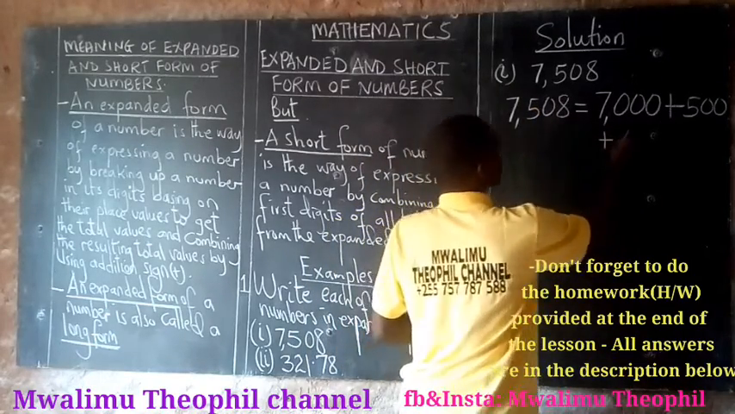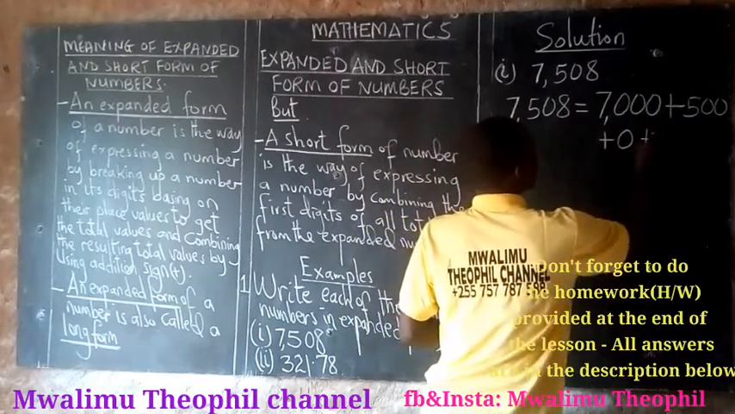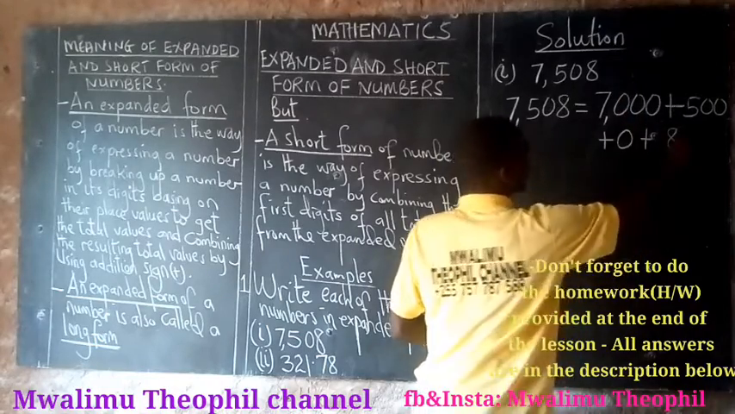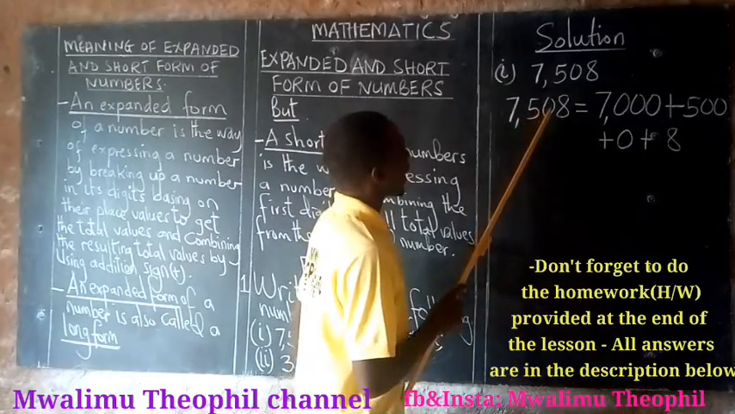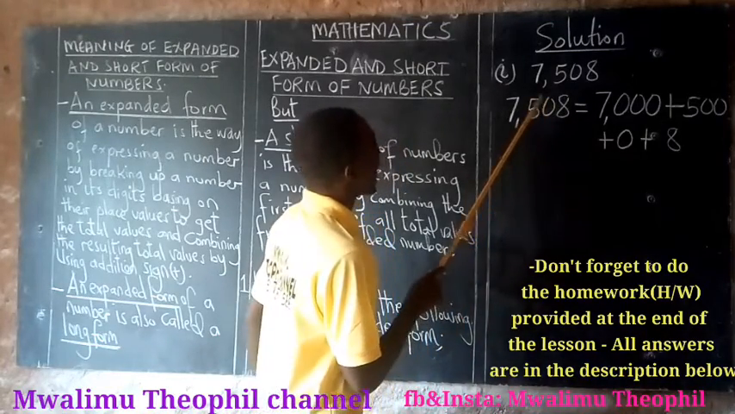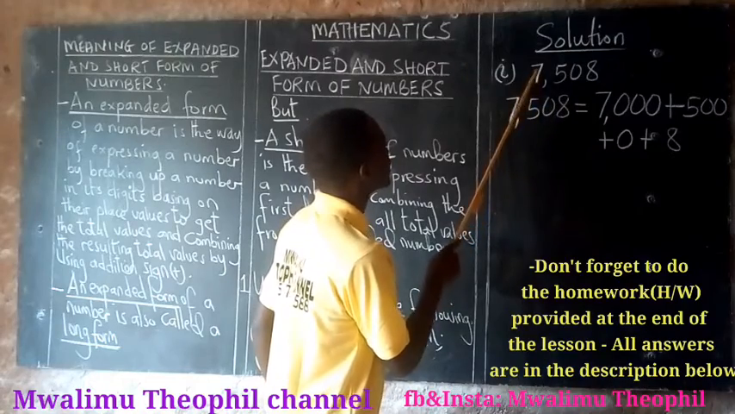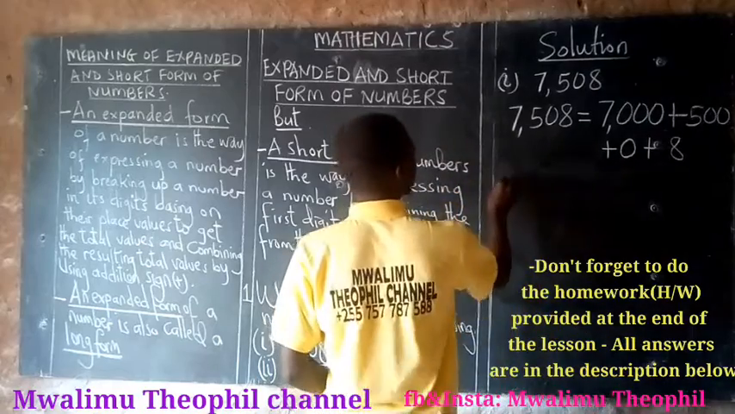Plus 0. The total value of 0 is 0. Plus the last one is 8. The last one is written as it is, as its place value is ones. Now this is an expanded form of this number, 7,508. Let us see an expanded form for a second number.